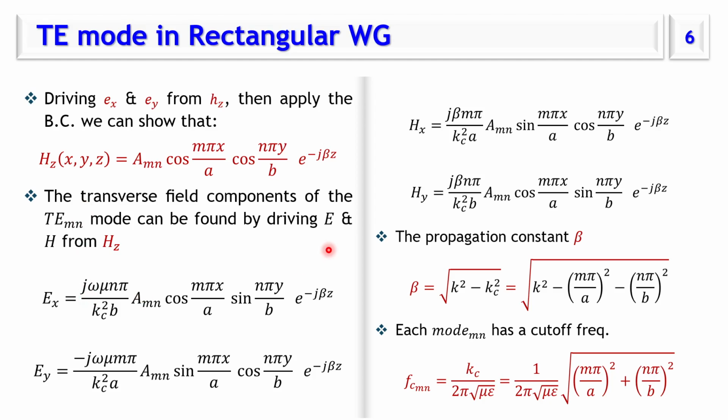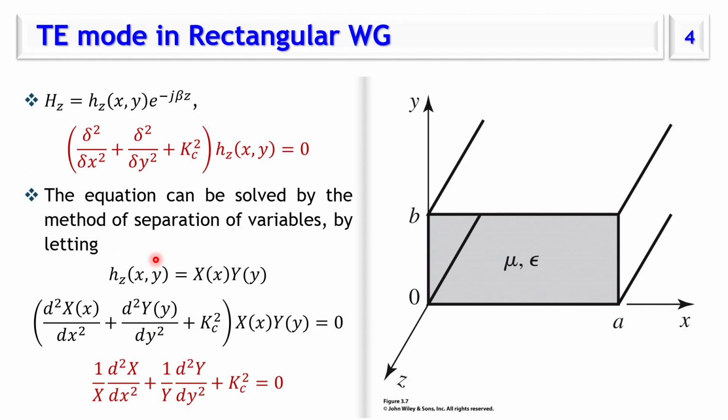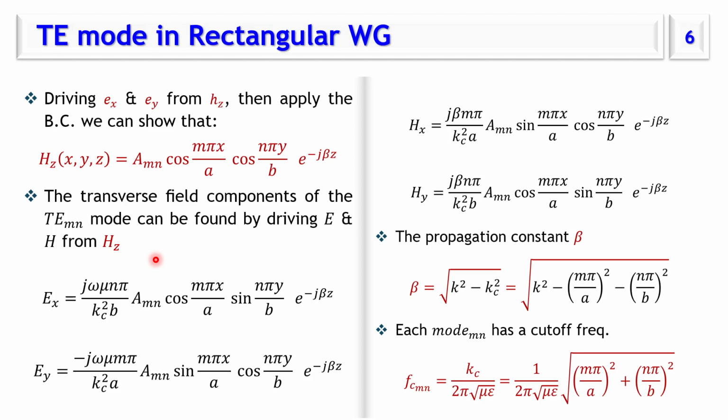To find E and H, the transverse electric and magnetic fields, Ex and Ey would have this expression, just substituting the wave equations that we had last time. That's not here, it's in the previous lecture. So just substituting them to find the expression for Ex, Ey, Hx and Hy. Here the propagation constant beta will equal the square root of k squared minus kc squared.